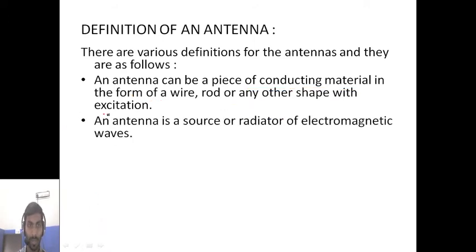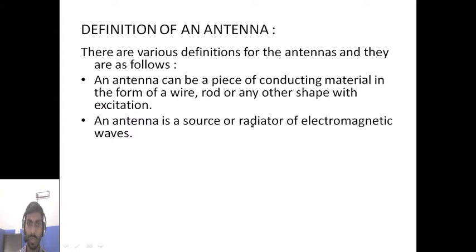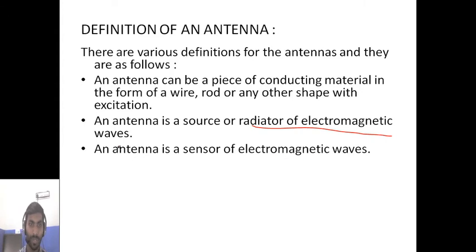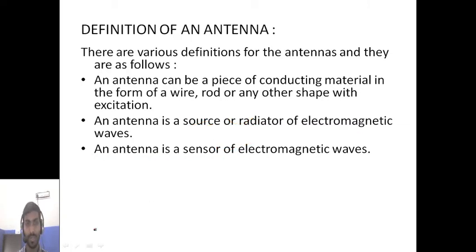Any wire, rod, or any other shape can work as an antenna if it is excited with the help of an external source. An antenna is a source or radiator of electromagnetic waves. That is what we have been discussing till now. An antenna is also a sensor. Here the antenna acts as a transmitter, generating or radiating waves. Here the antenna acts as a receiver. That is the meaning of a transducer: it acts as both receiver and transmitter.